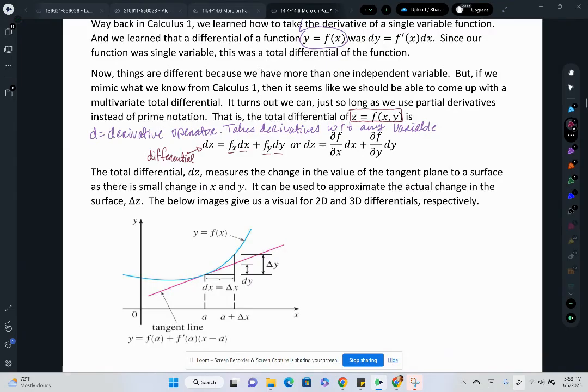Basically, the little d comes through and it's like, hey, I'm going to take little d of z equals f of xy. Okay, little d, I'm going to say d of z. And then it's going to say d of f of xy.